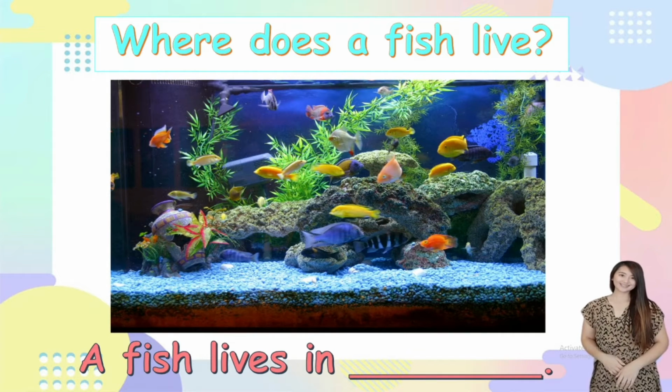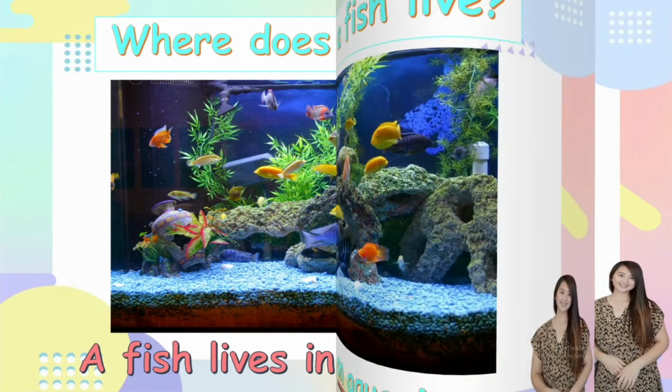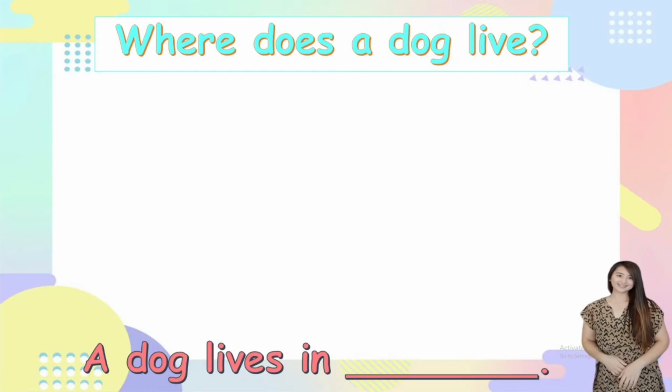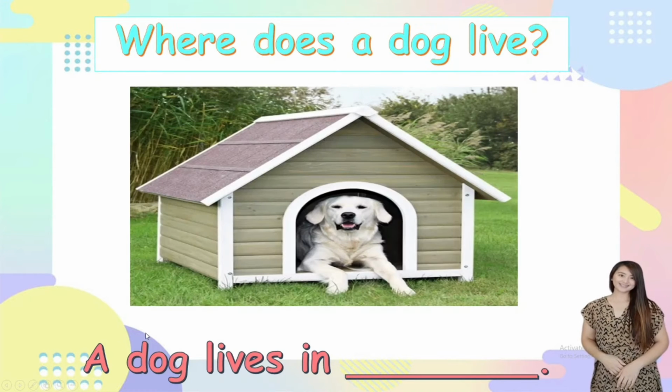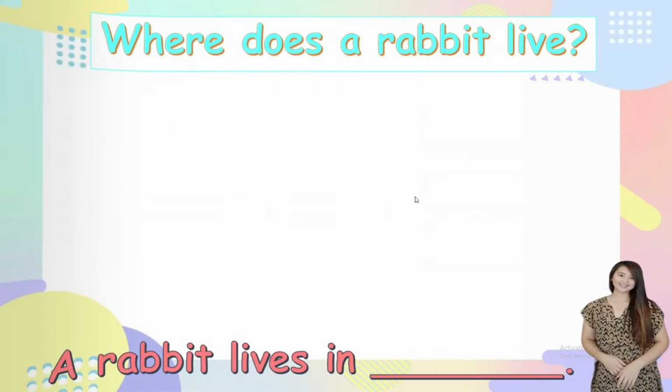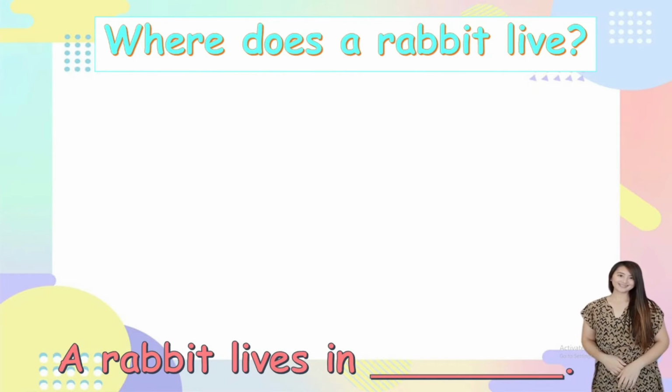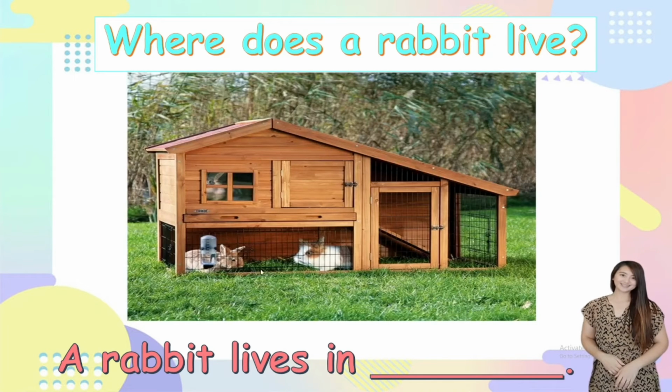The answer is a fish lives in an aquarium. Next, where does a dog live? Answer, a dog lives in a kennel. You call this one a kennel or a dog house. Next, where does a rabbit live? Answer, a rabbit lives in a hutch. This is a hutch.